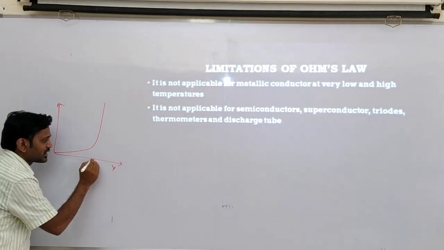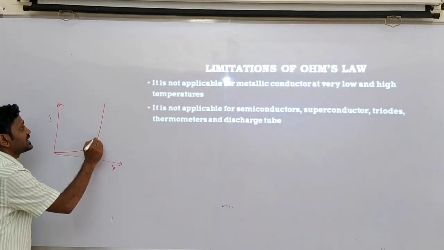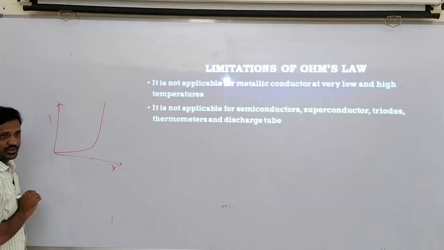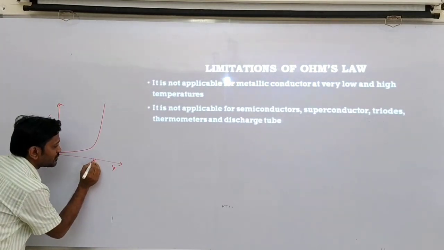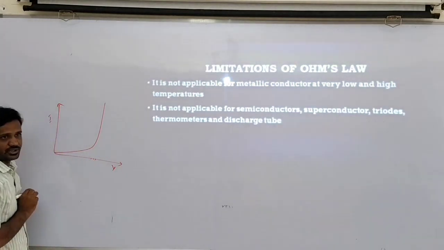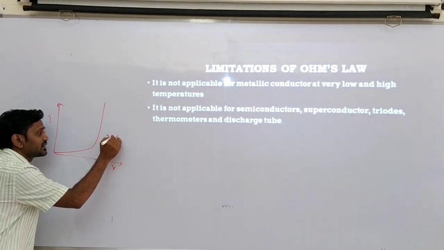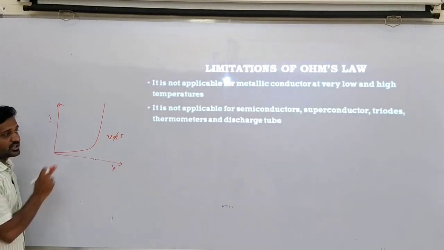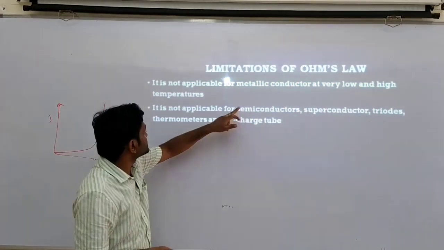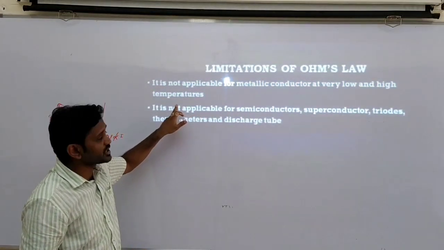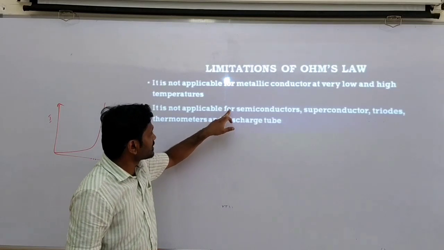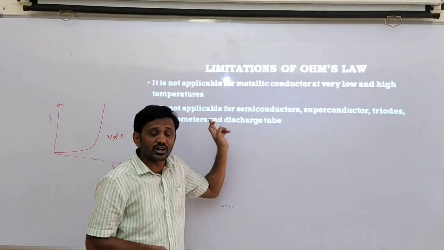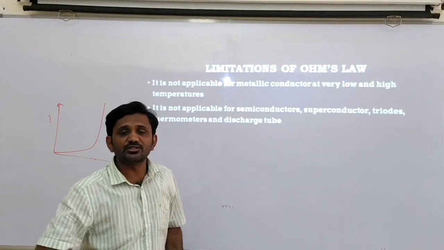After a certain particular applied voltage, the current increases rapidly for a very small amount of applied voltage. It means the V is not directly proportional to the I. That's why Ohm's law is not applicable for semiconductor, and also it is not applicable for superconductor.